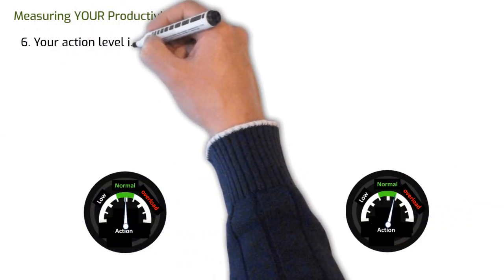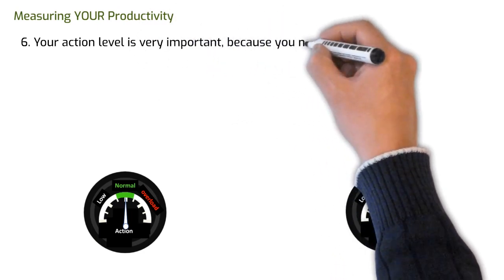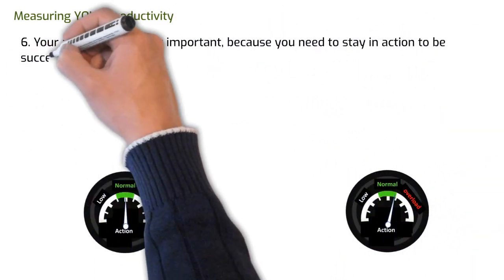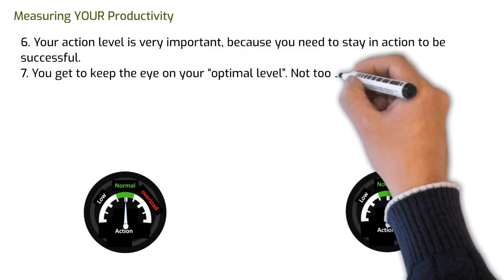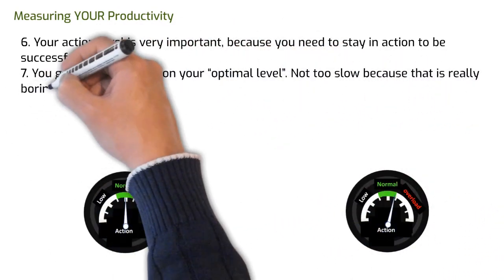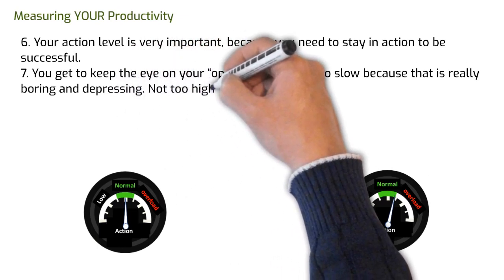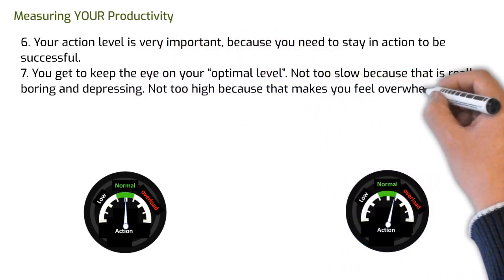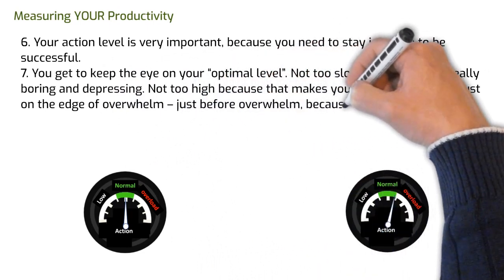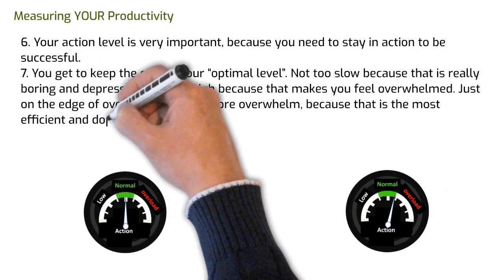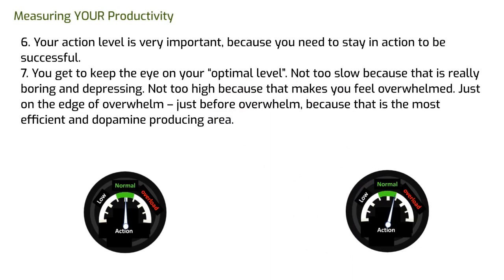Your action level is very important because you need to stay in action to be successful. You get to keep your eye on the optimal level. Not too slow because that is really boring and depressing. Not too high because that makes you feel overwhelmed. Just on the edge of overwhelm, just before overwhelm, because that is the most efficient and dopamine producing area.